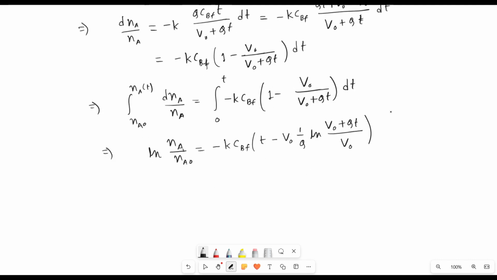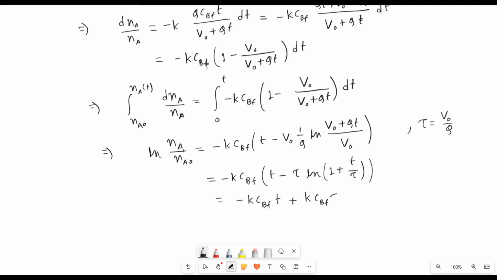So this is the expression we will get. Now let me define a dimensionless, a time unit kind of thing. V naught by Q has a dimension of time. This will make the expression a bit simpler. So we get minus k CBF t plus k CBF tau natural log of 1 plus t by tau. This is the expression.